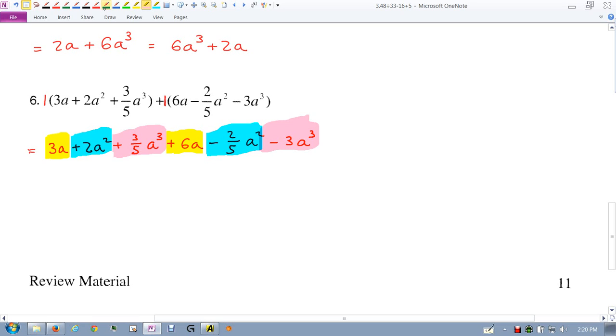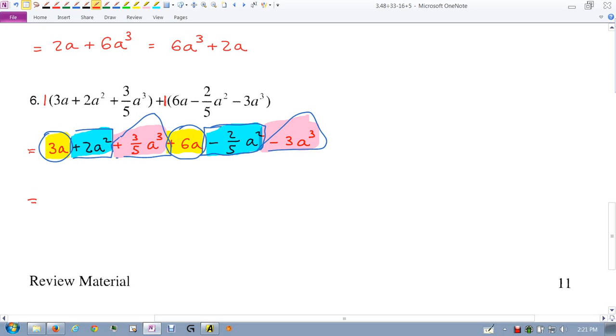Now, I know you don't have highlighters like I do. Well, some of you do. But one thing that I've done in the past when I'm writing with pencil is I'll circle the a's. I'll put boxes around the a squareds. And then I'll put a cheesy triangle or something around the a cubeds, just so I can tell the differences. And then as I go through, I just kind of cancel out what I've done.